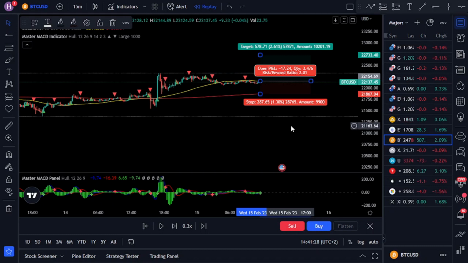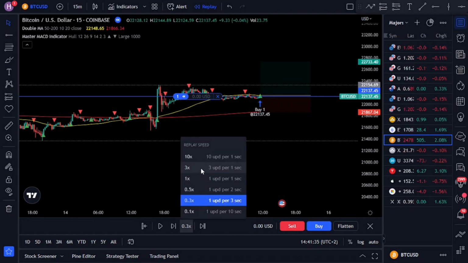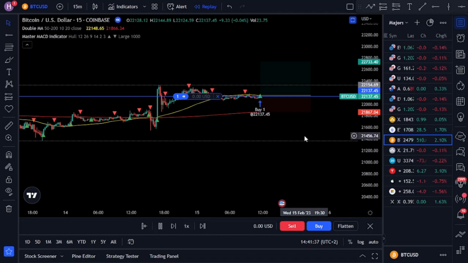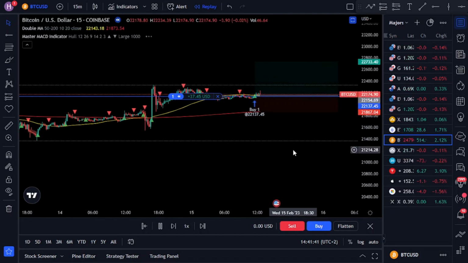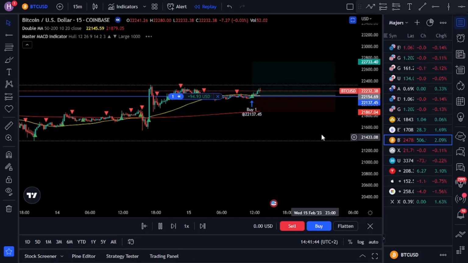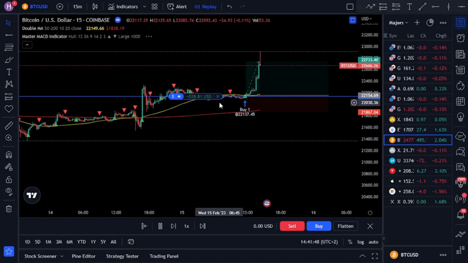Remember, the rules for a buy trade are as follows. The 50 moving average needs to be above the 200 moving average. Wait for a buy signal on a pullback and enter your trade with your stop loss below the 200 moving average and aim for 1 to 2 risk to reward.